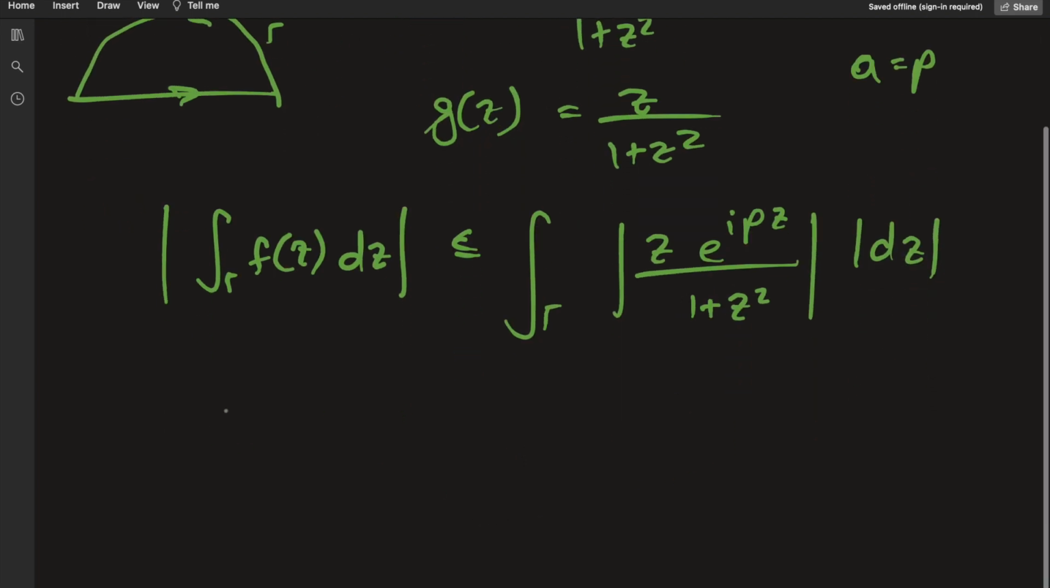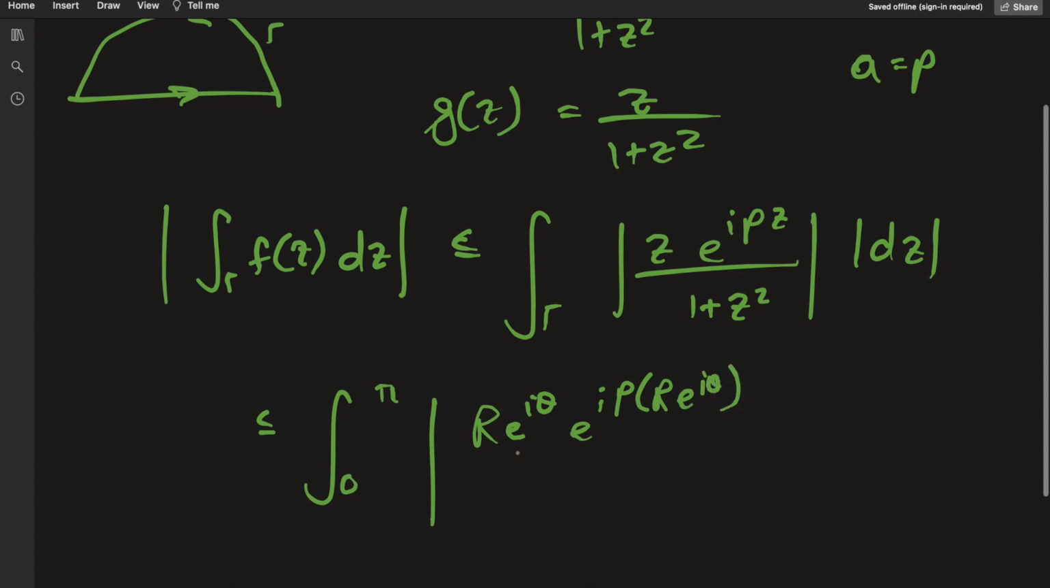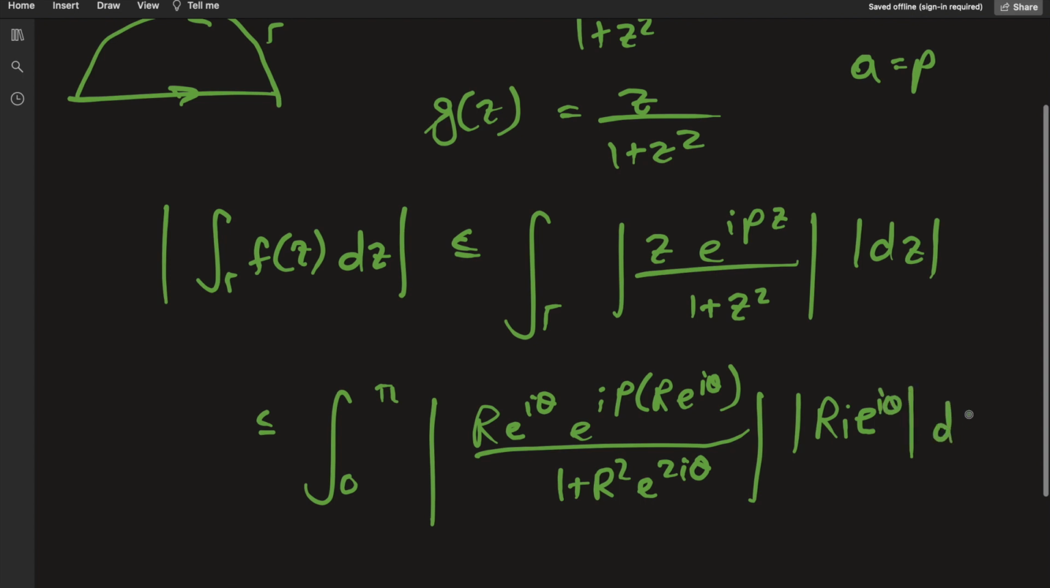Now parameterize this guy. Integral from 0 to pi of r e to the i theta times e to the i p r e to the i theta over 1 plus r squared e to the 2i theta, times r i e to the i theta d theta.